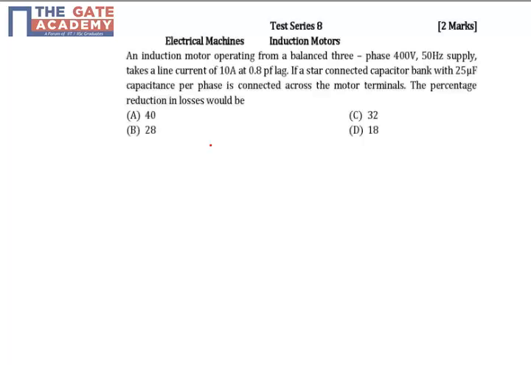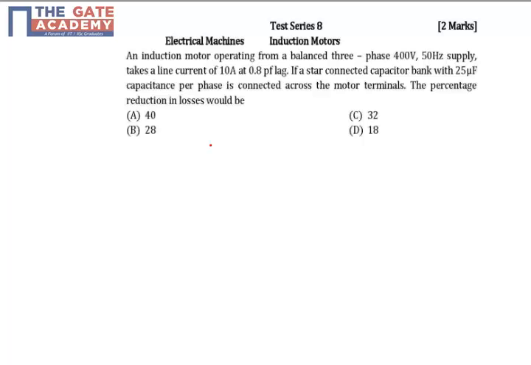So in a given problem, it is given that the induction motor is operating from a balanced 3-phase load, which is taking a current of 10 amperes at 0.8 power factor lagging. If we connect a star connected capacitor bank at the motor terminals, then what is the percentage reduction in the losses?